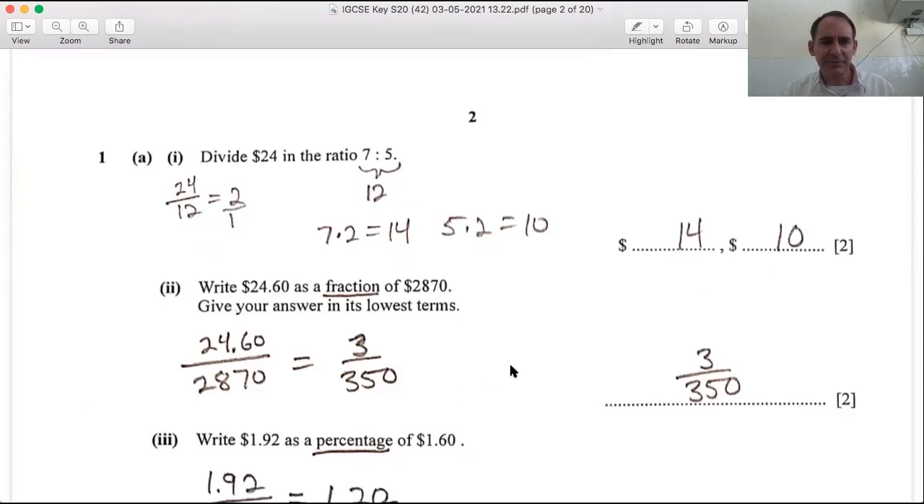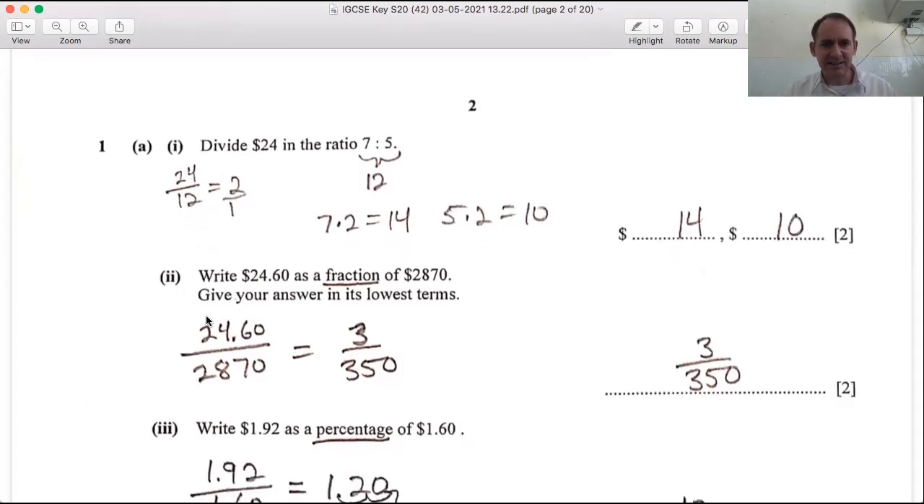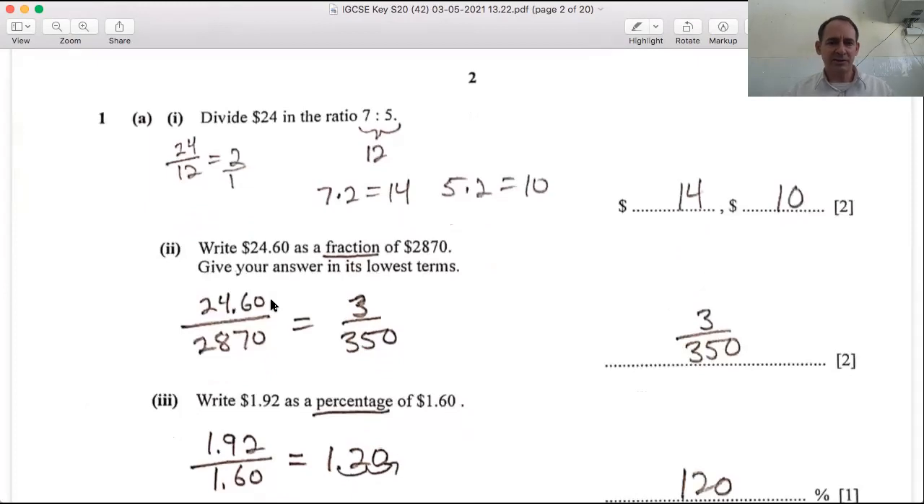In part II, write $24.60 as a fraction of $2,870. Give your answer in its lowest terms. You can do that right on your calculator. Don't forget your decimal, $24.60 over 2,870, and the calculator should reduce it for you down to 3 over 350.